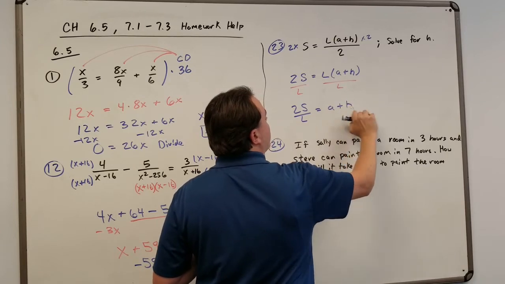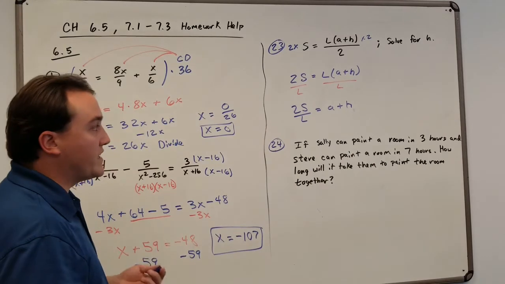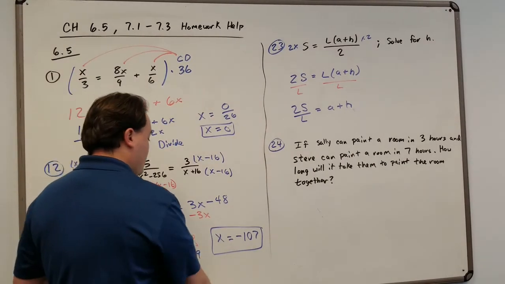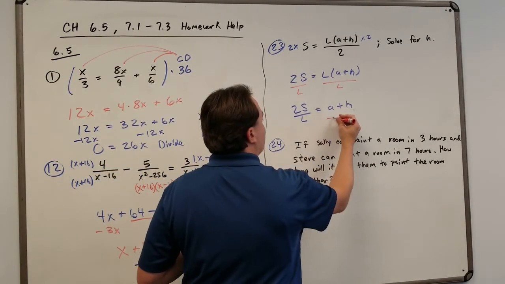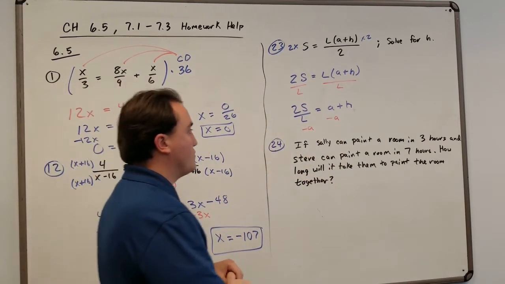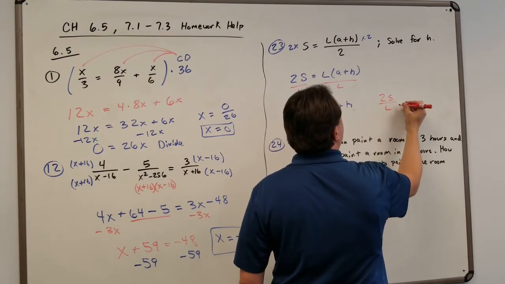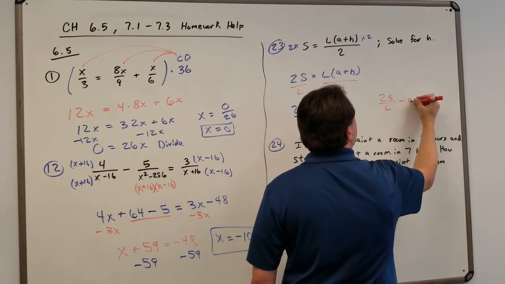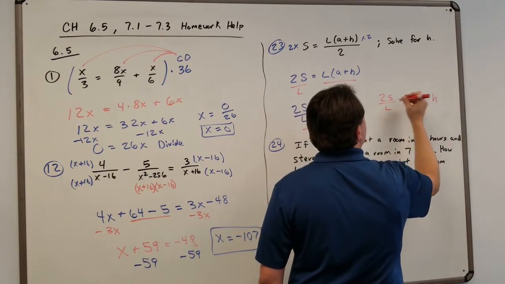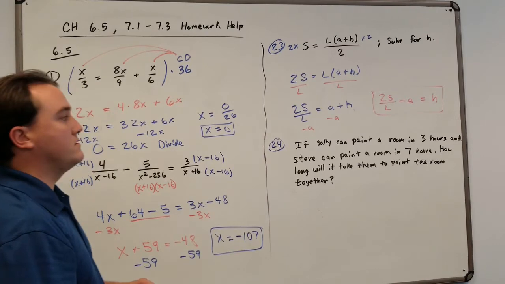We're almost done, because H is almost by itself now. All we have to do is move the A. So we minus A, and that's all we can really do. We get 2s over L minus A equals H. You should have one just like that on your homework.